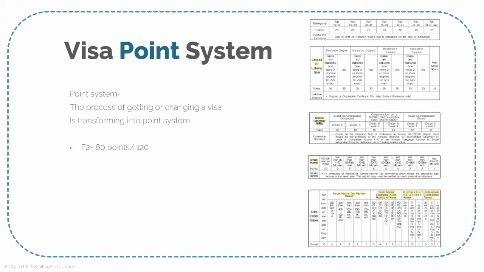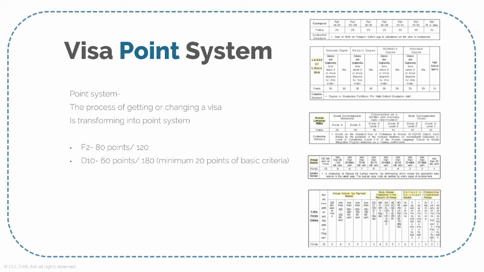And for the D10 visa, which is the job-seeking visa, we need to have at least 60 points, with 20 points of the basic criteria, which is based on age and education. So this is how the point system goes. And again, this is just a reference for the F2 visa. The D10 visa has a different system out of 180 points.